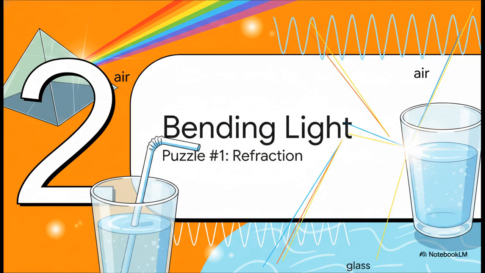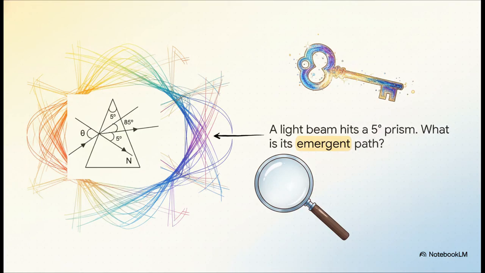So let's see if we can solve a classic problem with it. Here's our challenge, and this comes straight from a JEE prep source. You've got a beam of light hitting a skinny little 5-degree prism. We also know its refractive index, which is just a fancy way of saying how much the glass slows down and bends light. So the big question is, what's its path going to be? And what angle does it come out the other side?